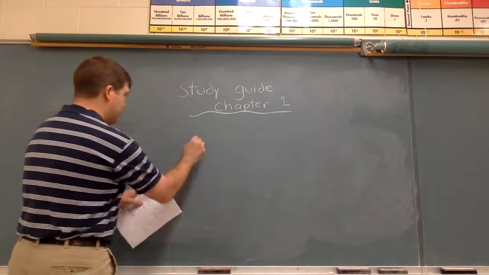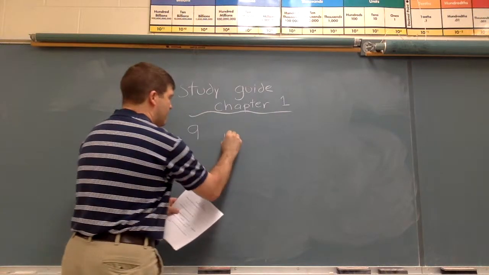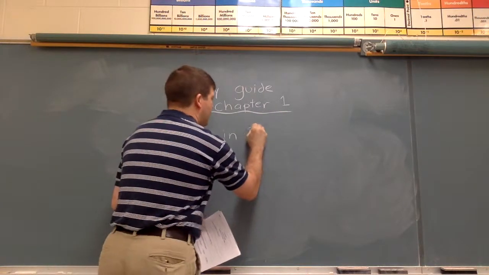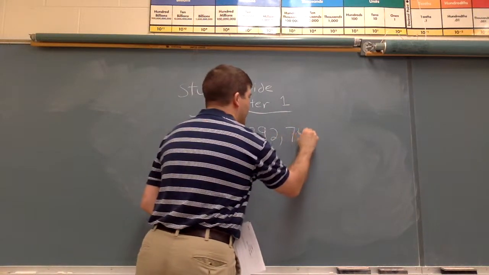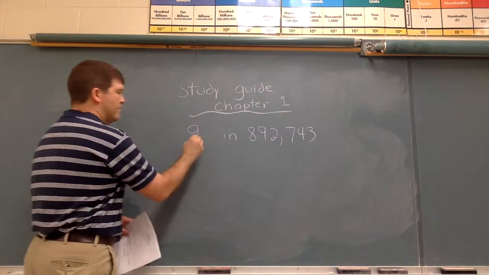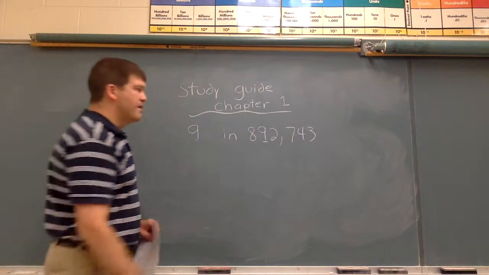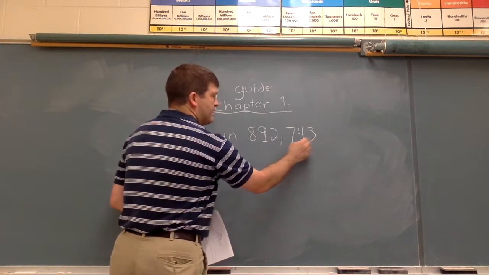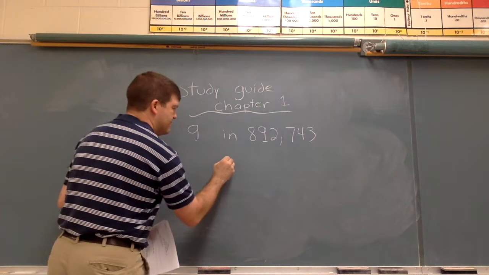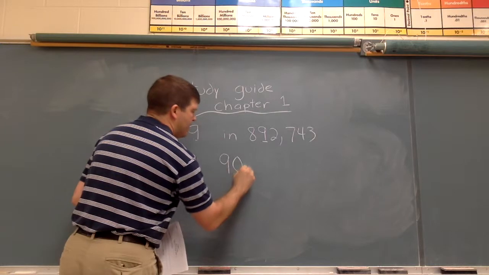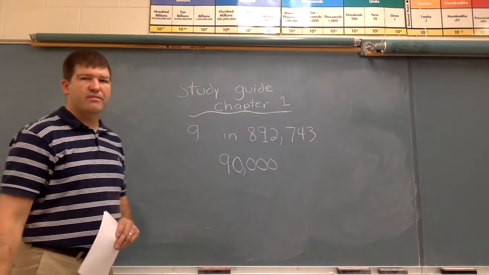Number 2 is find the value of 9 in 892,743. So I'm looking for the 9. I come over here, and we have here ones, tens, hundreds, thousands, 10,000s. So the 9, the value is 90,000.